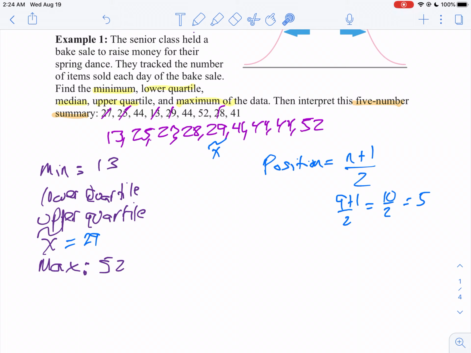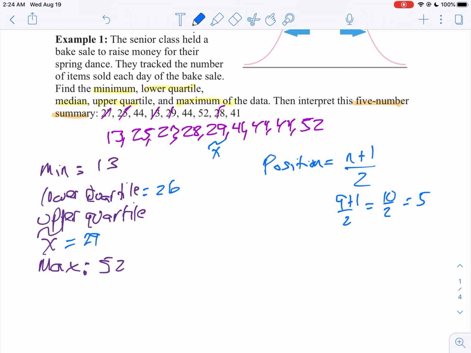Now, to find the lower quartile, I'm going to take the median of the lower half of the data. I'm not going to include my median, though. I'm going to take the median of the lower half that doesn't include 29. So I'm going to go 1, 2, 3, 4. So there are 4 numbers I'm going to find the median of. So 4 plus 1 is 5, divided by 2 would be 2.5. So it's halfway between my second point and my third point. Well, what number is halfway between 25 and 27? Well, that would be 26. So your lower quartile is 26.